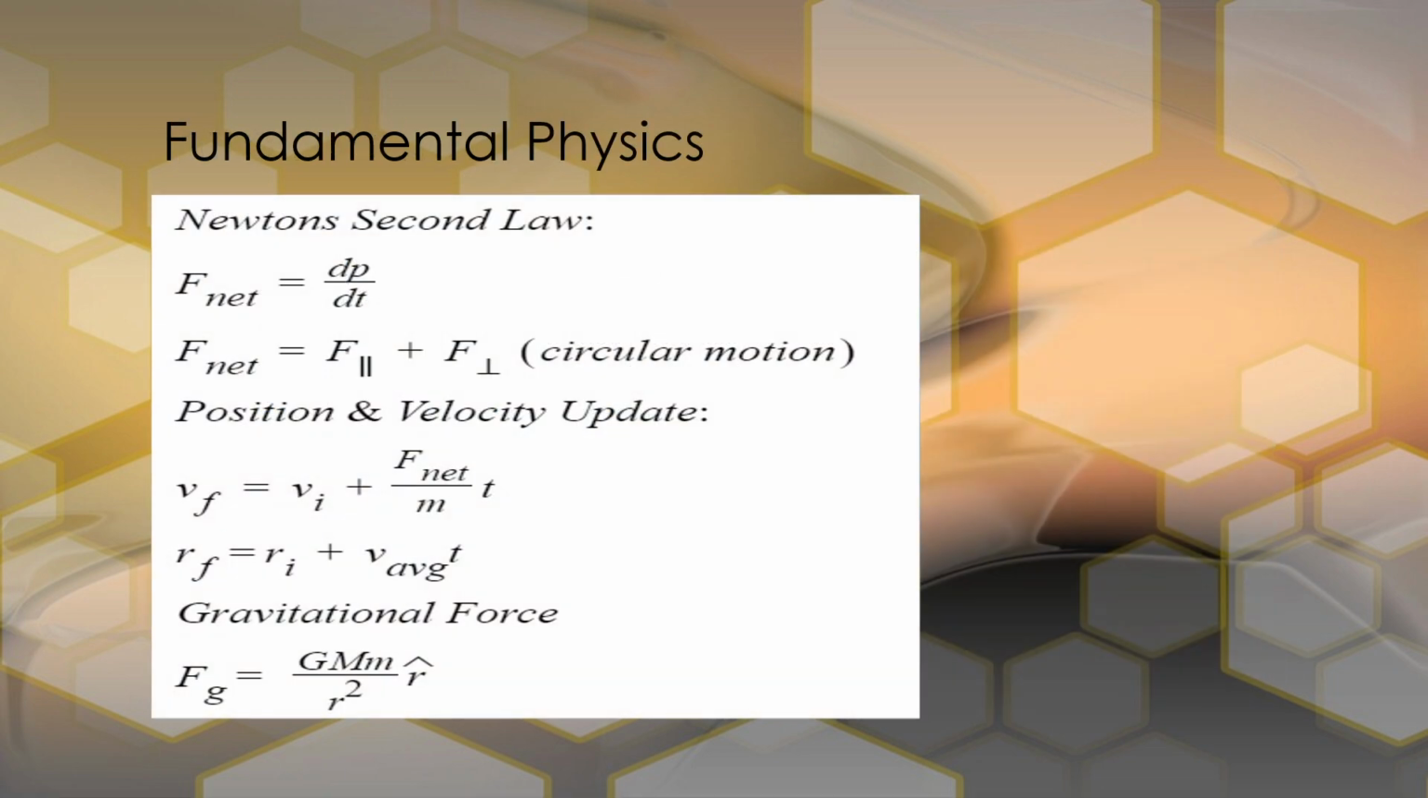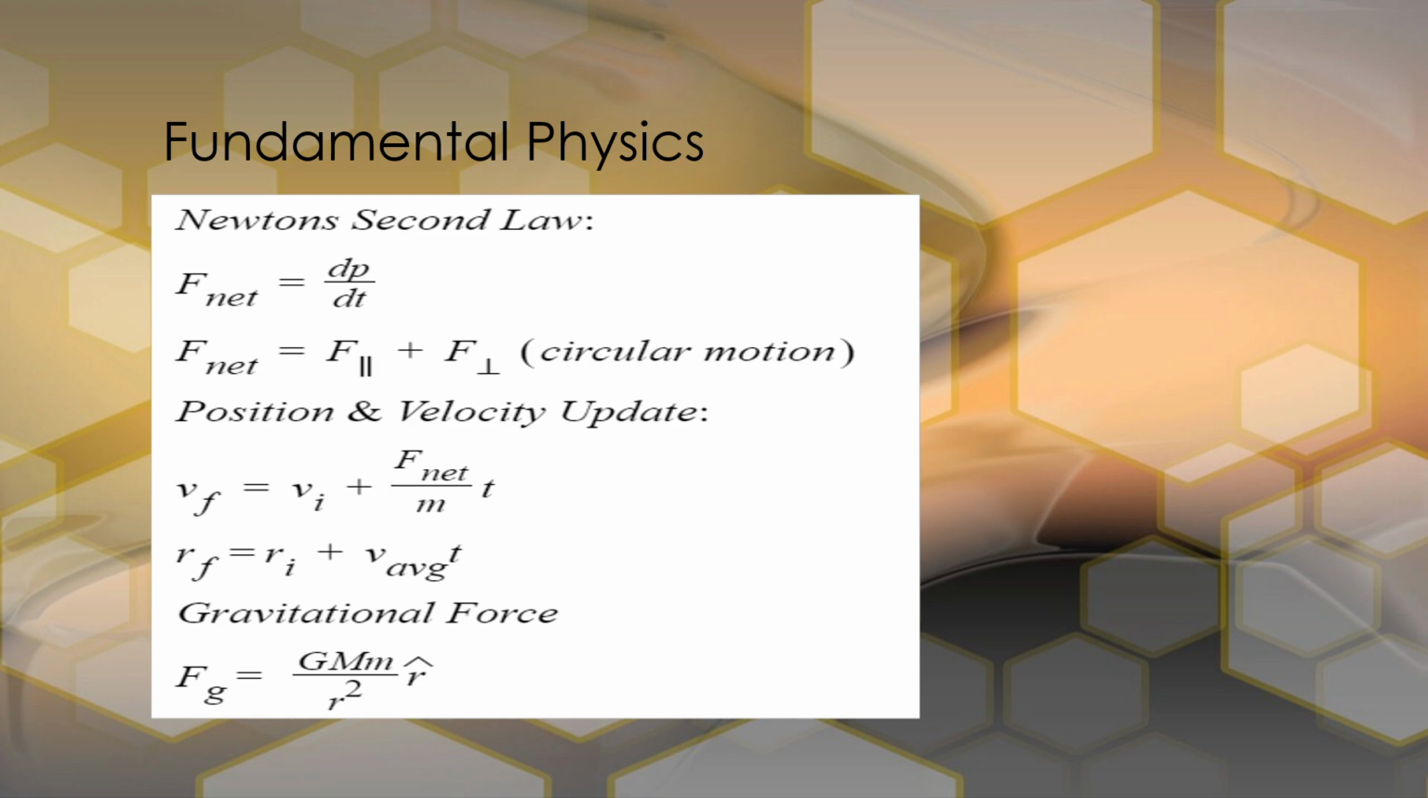So here's the fundamental physics. The initial conditions are that the star is in orbit of the black hole and it's in circular motion. And for the spaceship, it's just that it's traveling at a horizontal velocity. So the fundamental physics would be the net force, that's Newton's second law. So net force equals change in momentum over change in time. And also net force equals net force parallel plus net force perpendicular.